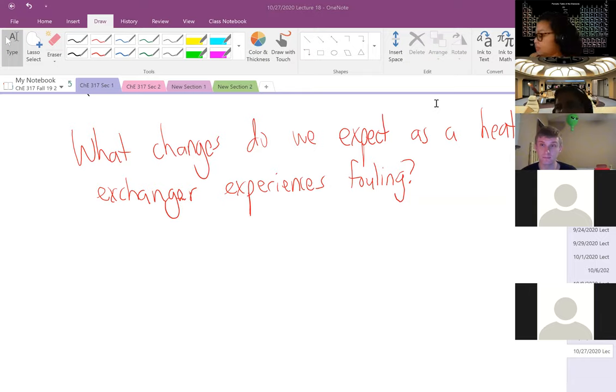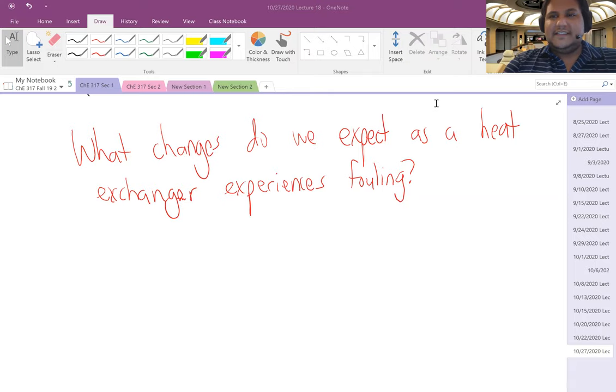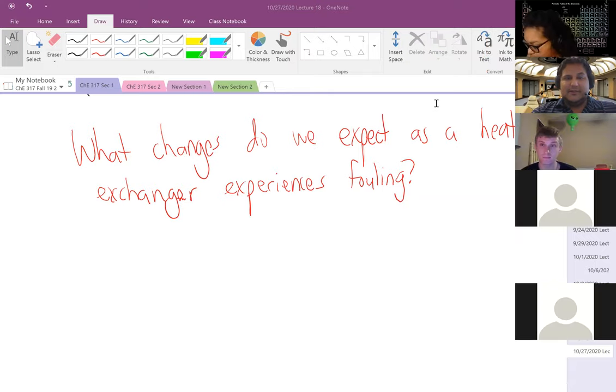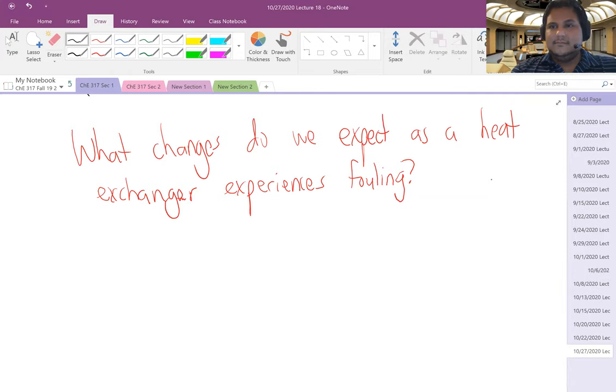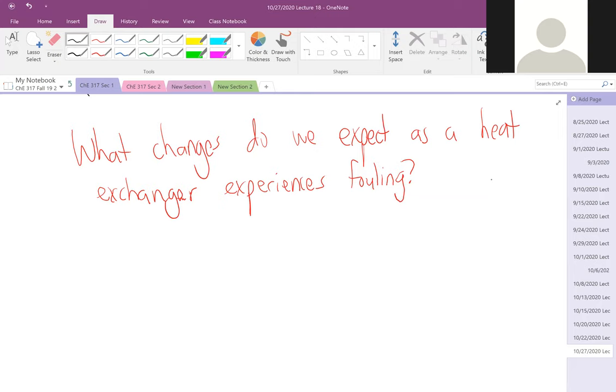Caroline, what do you think is going to happen to a heat exchanger as we start to see fouling? Well, I think it's going to deteriorate and not work as well, but I think the coefficient will increase probably. So you think the U will increase? Well, or the R will increase? The R. Okay, I agree. R will definitely increase. What do we think might happen to the duty, or the Q, in a heat exchanger if we see fouling? It should increase, right? Because it's going to have to work harder to perform the same function.